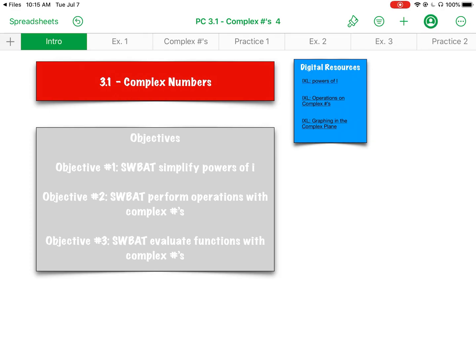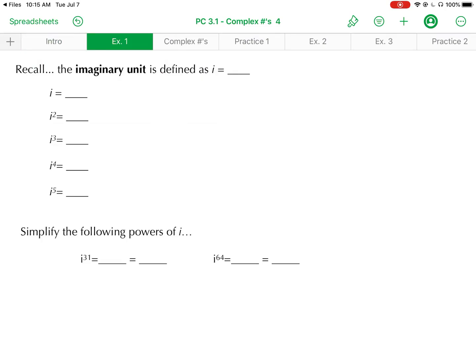All right, we're beginning Unit 3 today, and you can see our first section. We're going to be looking at complex numbers. Some of the concepts are going to be review for you in this particular video, but then there's a few new things as well that you haven't seen before. Notice the objectives. We're simplifying powers of i, we're performing operations with complex numbers, and we're evaluating functions with complex numbers. So let's start with a review of the imaginary unit i.